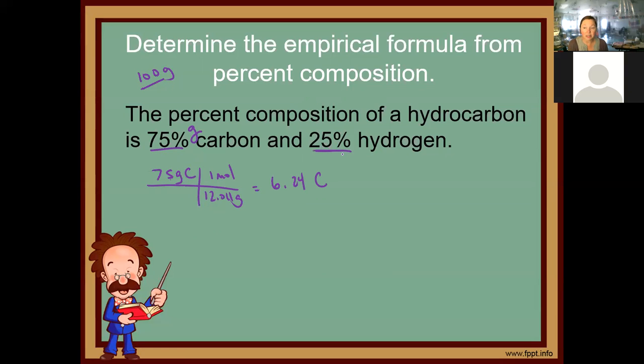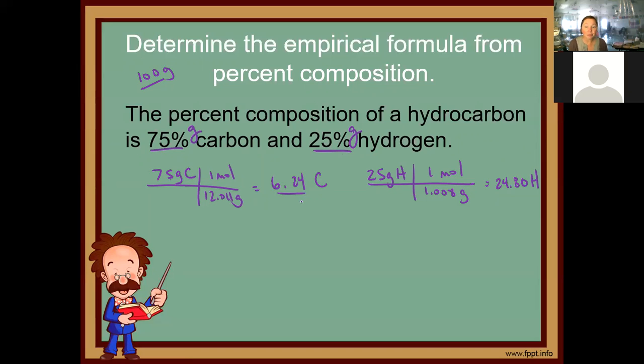We're going to do the same thing for the hydrogen now. We're going to take that percent composition and go backwards, use the mass to turn it into moles. So if I have 25% of 100 is hydrogen, I'm just going to turn that into grams. 25 grams of hydrogen, use the molar mass of hydrogen to figure out how many moles of hydrogen we have. 25 divided by 1.008 is going to give us 24.80 moles of hydrogen.